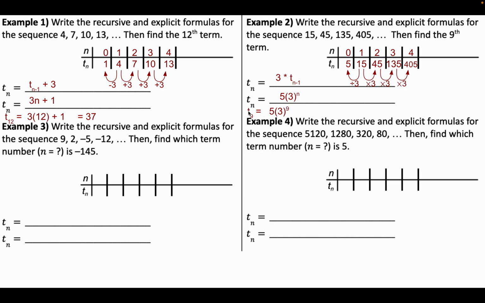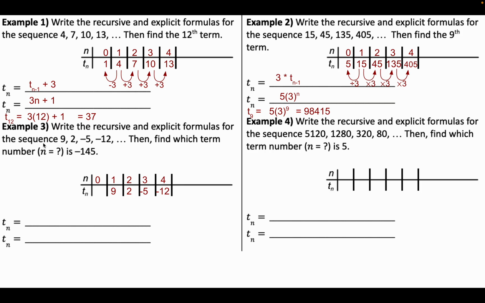So in this one, we're looking for the 9th term. So we're taking 5 times 3 to the 9th power. So then T9 would equal 98,415.